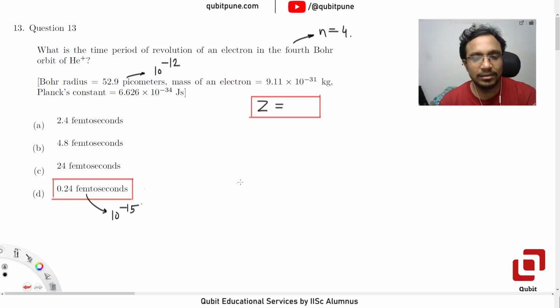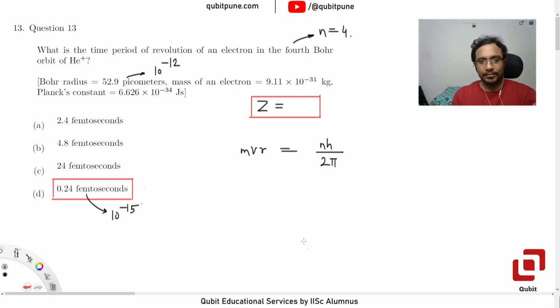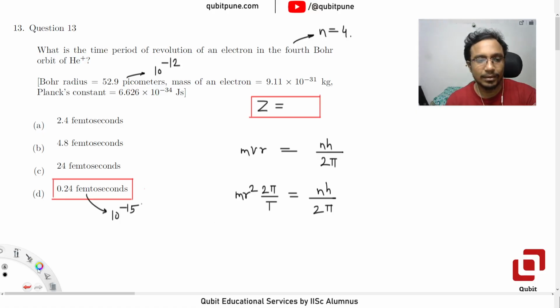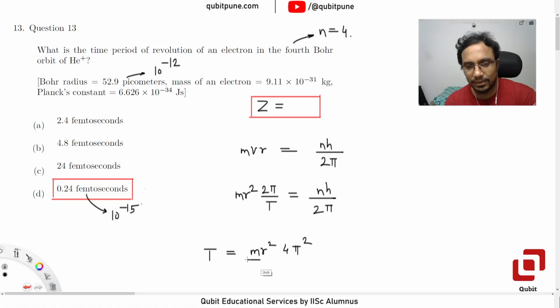Okay, then you must have applied the second postulate. Yes, sir. Okay. mvr equals nh upon 2 pi, with v being r omega. Okay, so T is equal to m r squared 4 pi squared by nh.